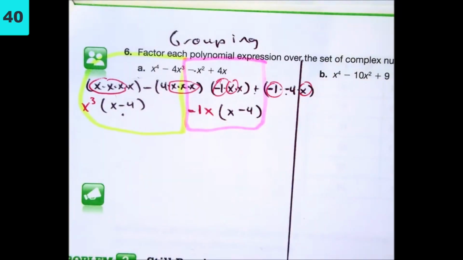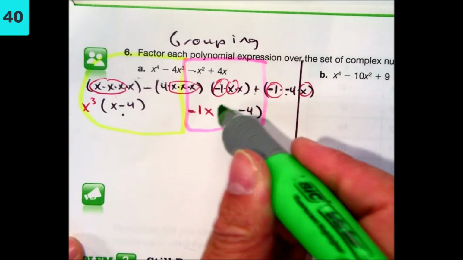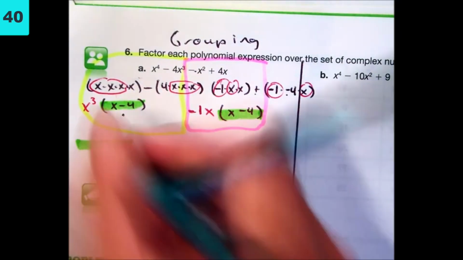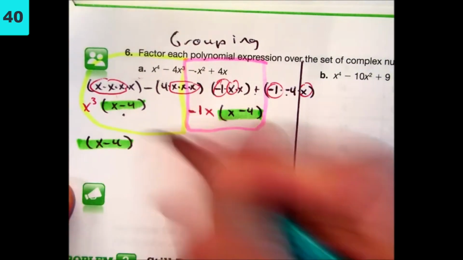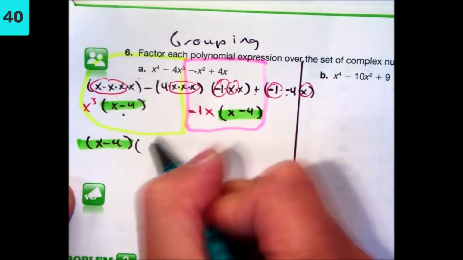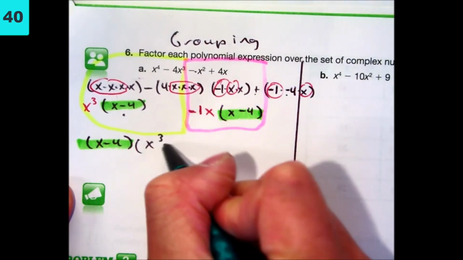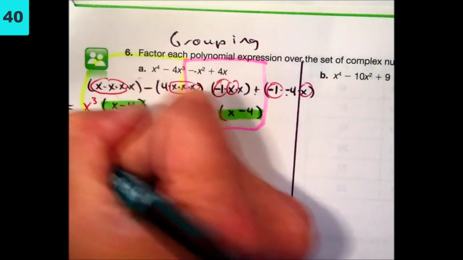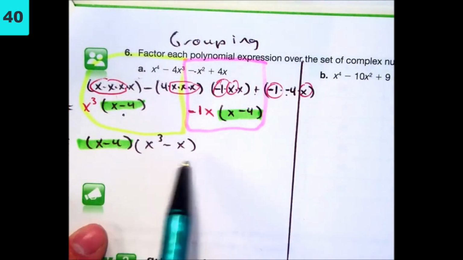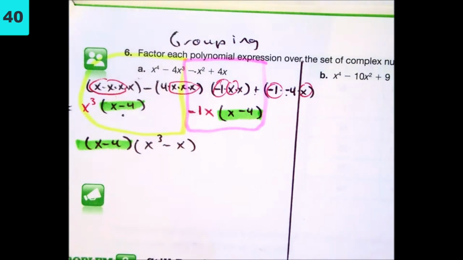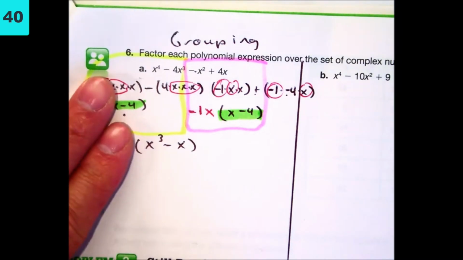So there's my first GCF. Here's my second set of GCFs. X minus 4. What did I not highlight in green? X cubed minus x. Oh, these tricky problems. This would give us a 3 out of 4. They really gonna push you on this one. Class, what's the GCF there?